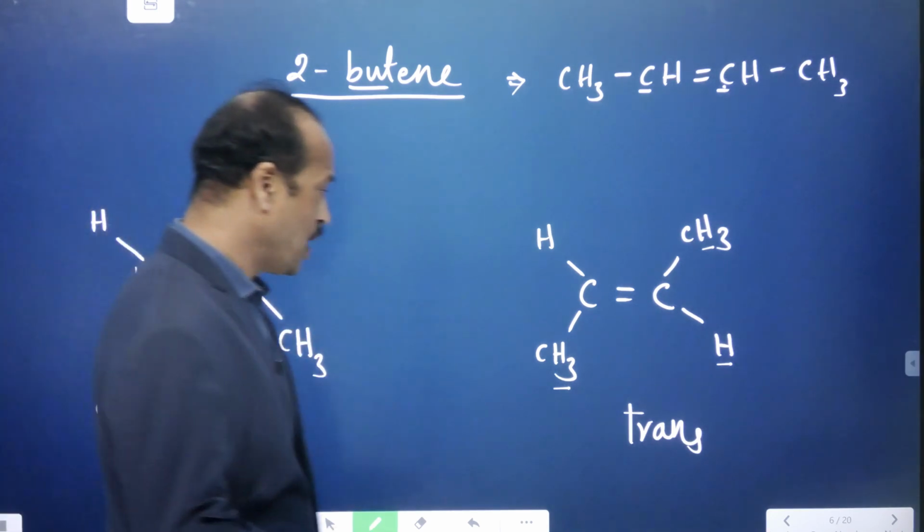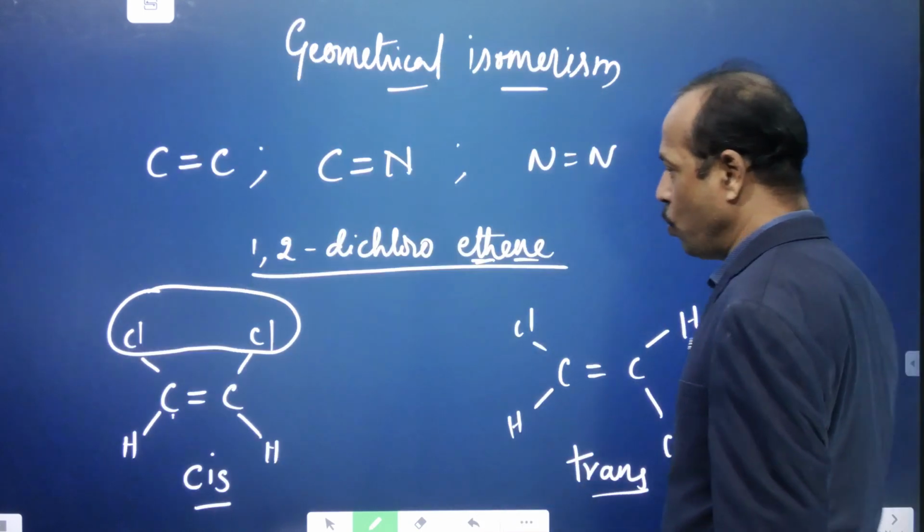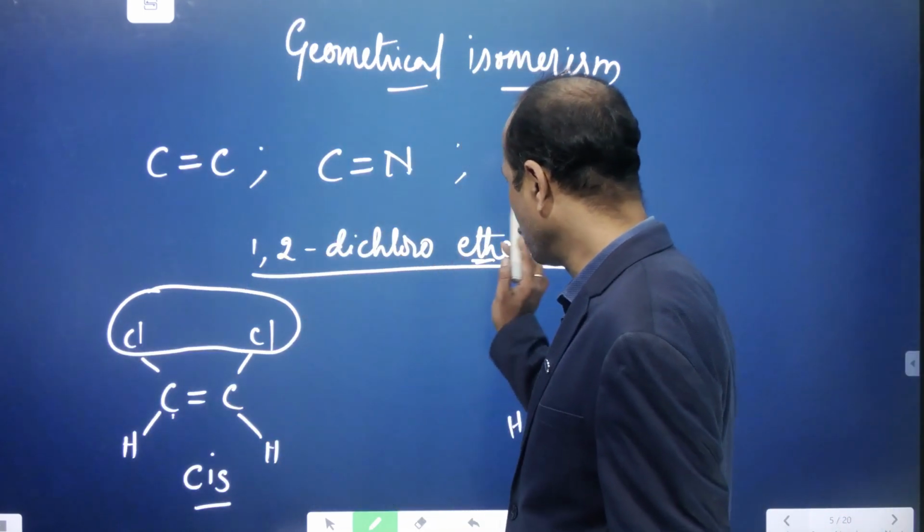Clear to you? So I have given two examples here. One here, see, what is 1,2-dichloroethene.